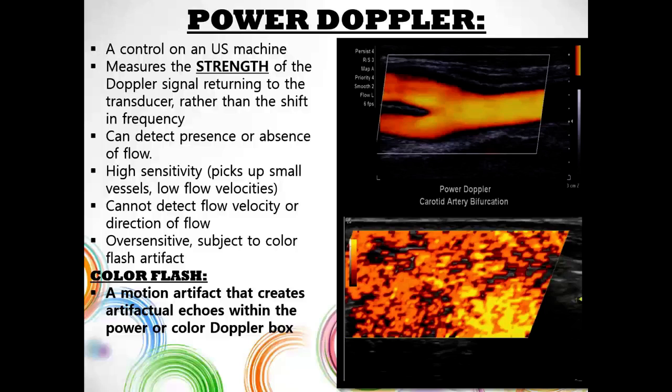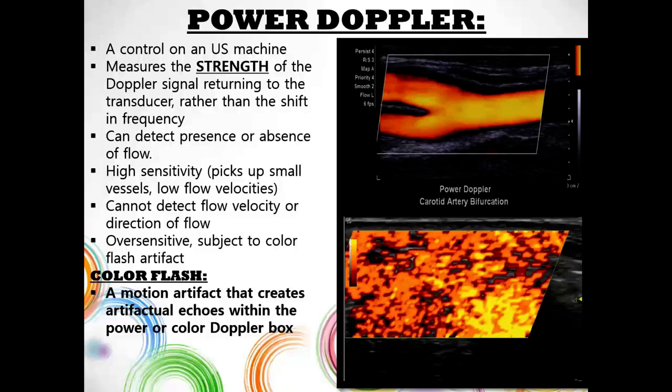All right, power Doppler. Power Doppler is a control on an ultrasound machine, and this measures the strength of the Doppler signal returning to the transducer rather than the shift in frequency. So the strength of power Doppler is it can pick up small vessels and really slow flow because it's so sensitive. So it detects the presence or the absence of blood flow. It cannot pick up flow velocities, and it cannot tell direction of flow.